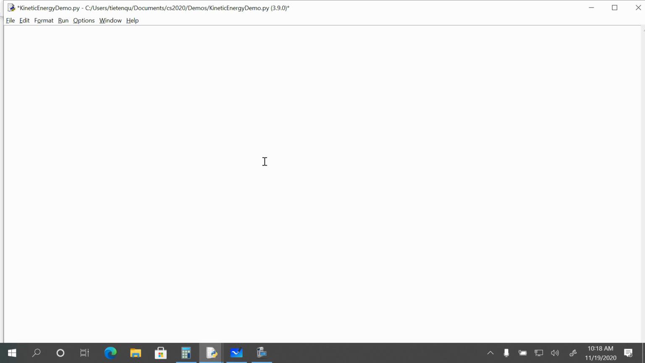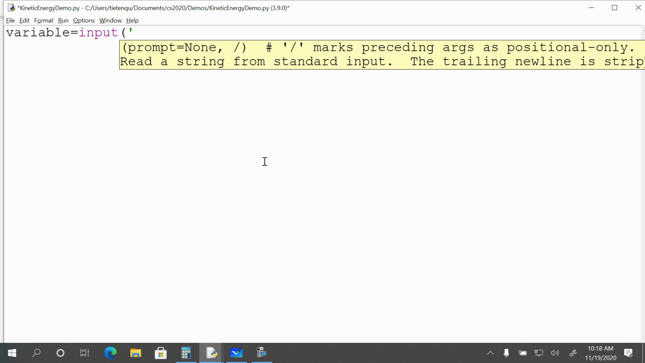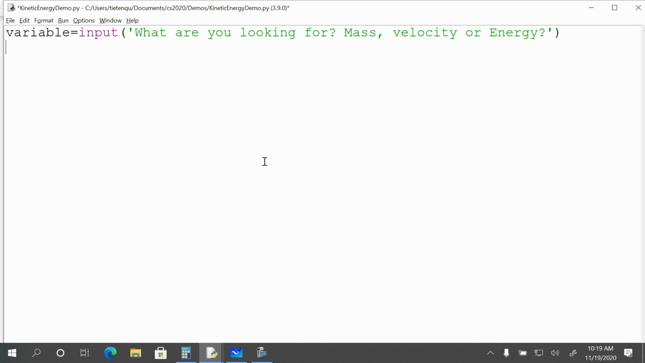So I'm going to say variable equals input. What are you looking for? Mass, velocity, or energy. Okay, now if they're looking for energy, that's going to be the easiest one. So I'll start there. If variable is equal to energy, let me make that lowercase just so things line up.